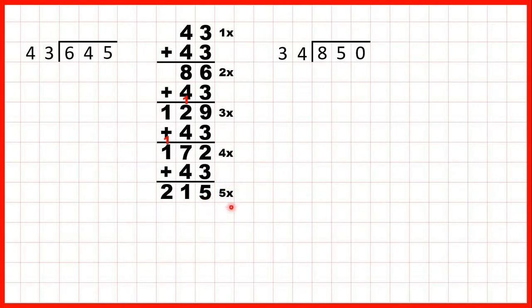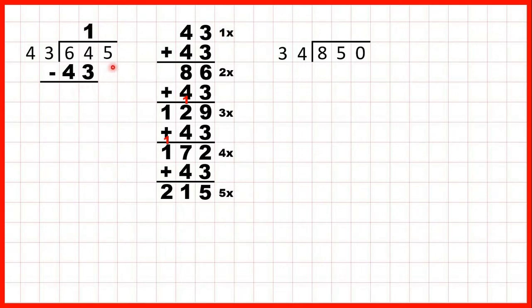So now that we've calculated to 5 times, we can look back to our question. Taking the first 2 digits together, we have 64 divided by 43. So we need a number in the 43 times table that's close to 64, but not more than 64. Now 43 is the closest number to 64 that's still less than 64. So we write 43 under the 64, and because 43 is 1 times 43, we write 1 in our answer.